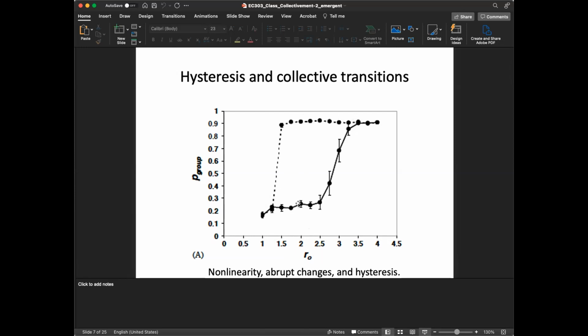And which state you reach actually depends on the initial condition. This is similar to the idea of multiple stable states we discussed in the context of population dynamics. Those kinds of things can also happen in behavioral states of animal groups. There is what we call hysteresis, a history-dependent collective state.